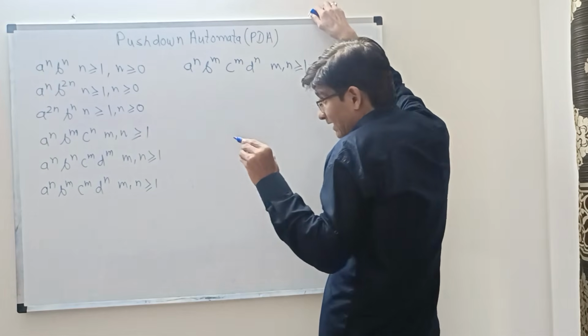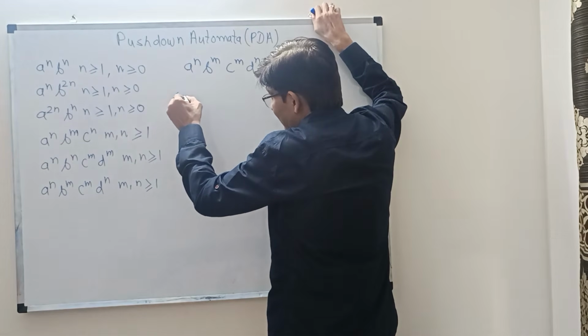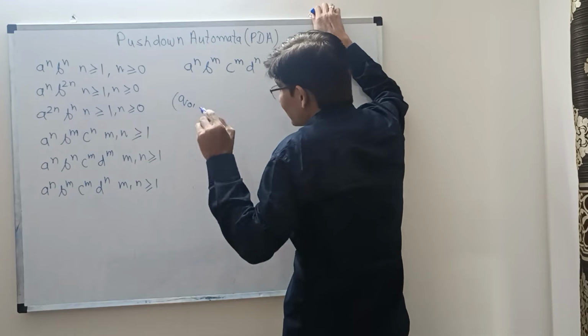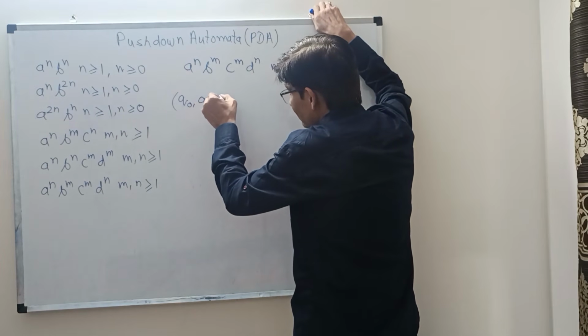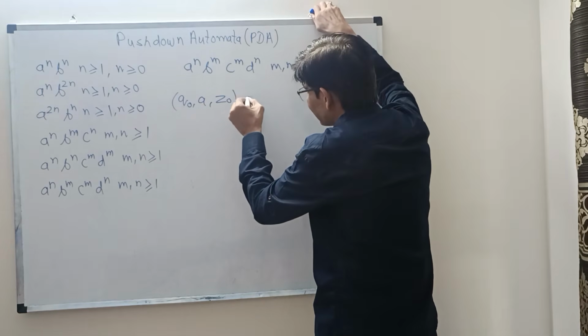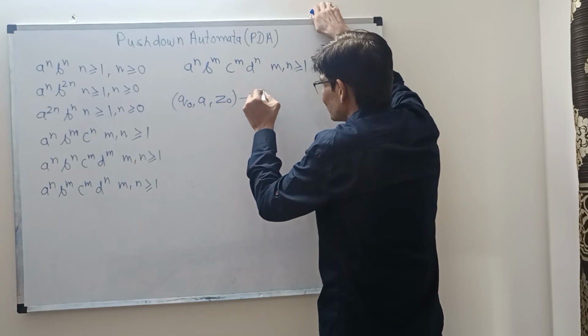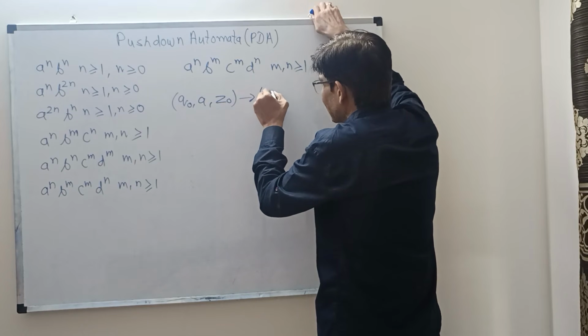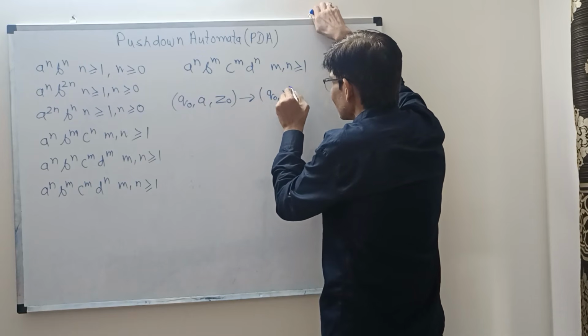So again, I'm considering you are on Q0, which is the initial state of the PDA. So on Q0, you are reading the first A, and the stack top will be Z0. In this case, what have we decided? We have decided to push one X into the stack. So I will stay in Q0, and I will push one X into the stack.